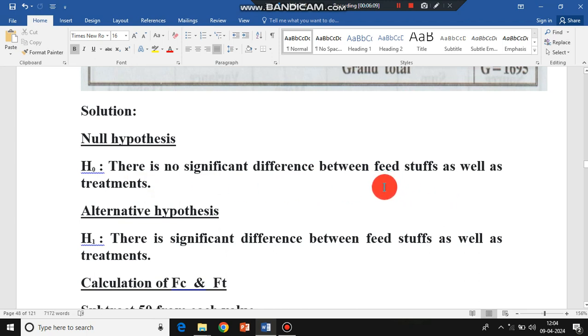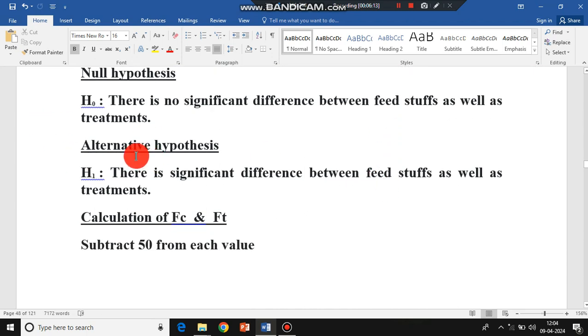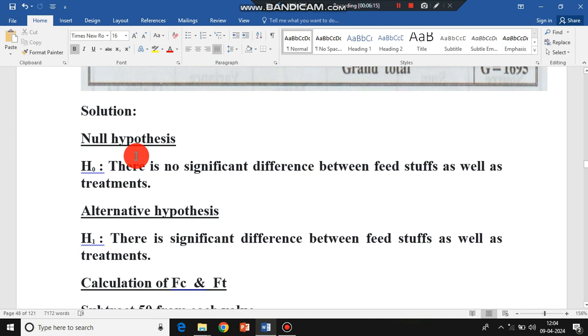Now the next step is the alternative hypothesis. The alternative hypothesis means the opposite of the null hypothesis. Here the null hypothesis assumes there is no significant difference between feedstuff as well as treatment. The opposite of this is, yes, there is a significant difference between the two variables, feedstuff as well as treatment.